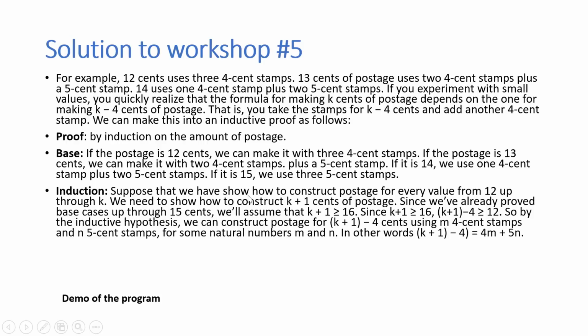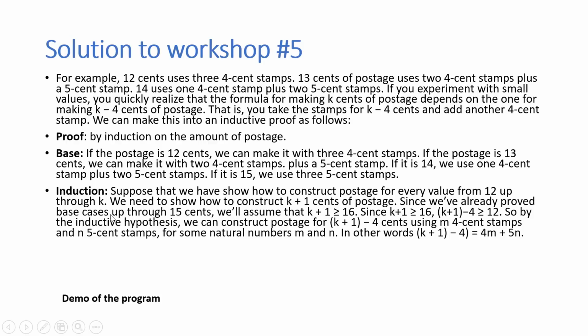So suppose that we have to show how to construct postage for every value from 12 up through k. In other words, we need to show how to construct k plus 1 cents of postage if we know that P12 through Pk is in fact true. That means any number from 12 to k can be done using 4 cent and 5 cent stamps. So we need to show how to construct this k plus 1 cents of postage.